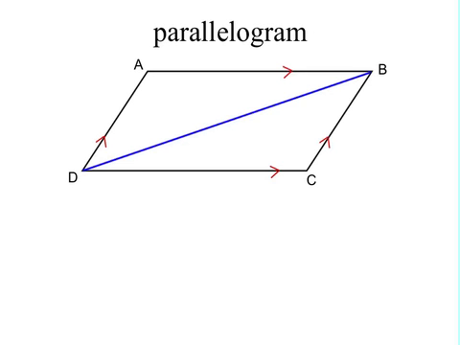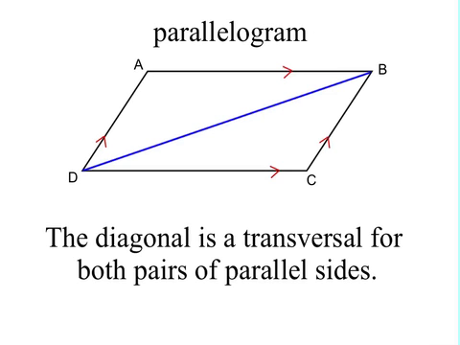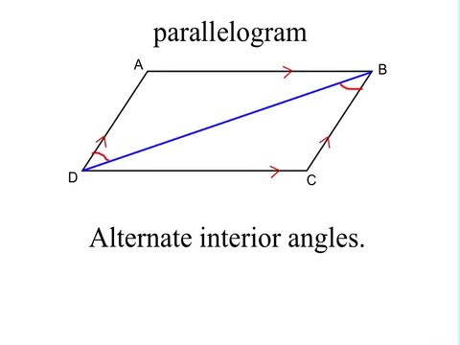Then we draw one of the diagonals. We can do that because 2 points determine a line, so this is diagonal DB. And we notice that the diagonal is a transversal for both pairs of parallel sides. We mark in a pair of alternate interior angles relative to the left and right sides and the diagonal DB. And then we mark in another pair of alternate interior angles relative to the top and bottom sides and the transversal, which is diagonal DB.